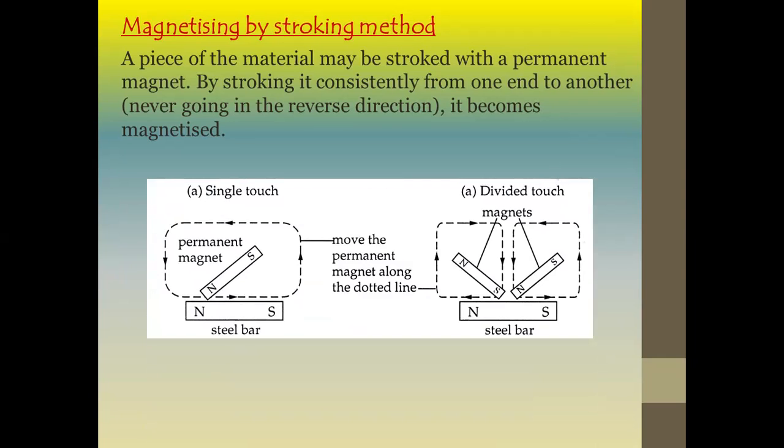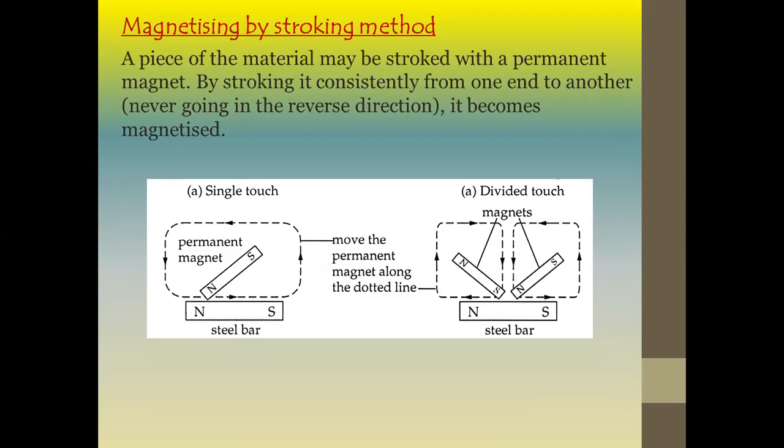It becomes magnetized. First, there is the single touch method, in which a single magnet is used, and you can observe that only the north pole is touched. In each cycle, only the north pole will be touched, moving from north to south. At the start of the stroking, there will be no pole on the steel bar, but finally the poles will appear in this way, as shown in diagram number 1.